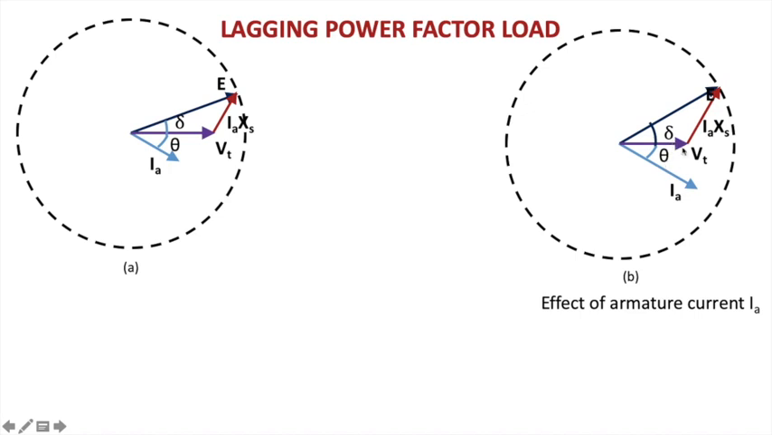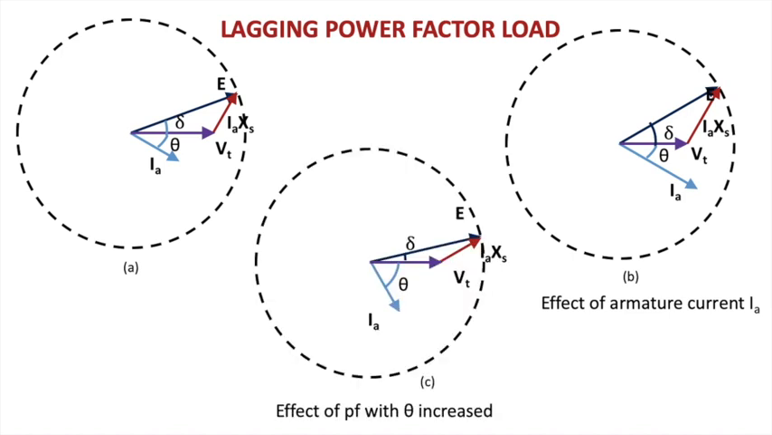So the increase in the armature current will reduce the terminal voltage, and there will be an increase in the power angle delta. Next we will just change the power factor, keeping the armature current constant with respect to this figure. So when we increase the power factor, the delta reduces, that is the power angle reduces, and this drop also is the same because the magnitude of this drop will be the same.